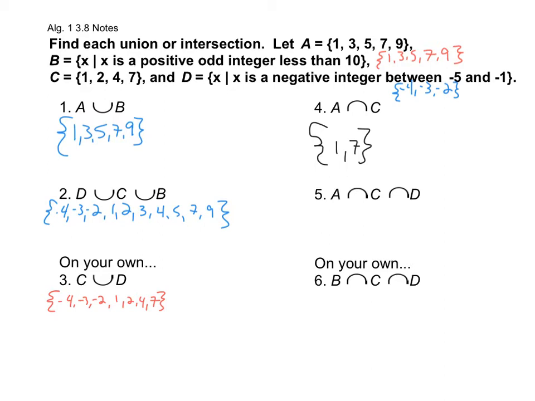For number 5, we have to have a number that works for A and C and D. Well, folks, D has only negative integers, so if it has to be in all three of them, that eliminates everything. So basically we have the empty set. We just draw a 0 with a line through it like that. That's how you take care of the empty set. And in number 6, try that one on your own. Go ahead and pause the video.